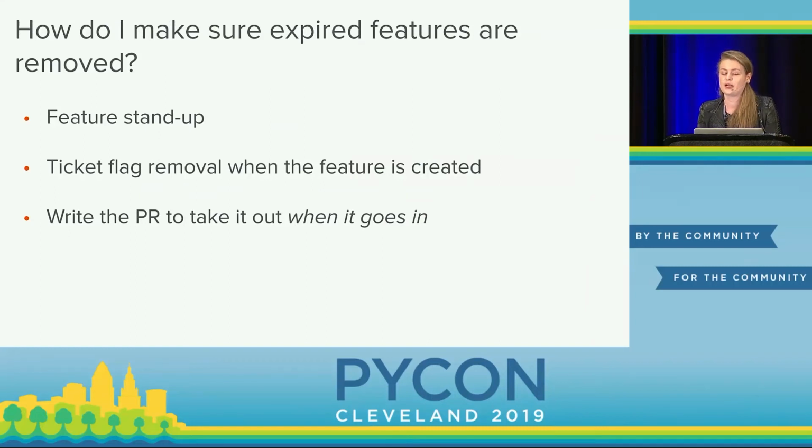How do we make sure that expired features are removed? There's a lot of ways that you could do this, but a couple ideas is you could have a feature stand-up every week where you make sure that you're looking at those things we tracked in visibility, and you're making sure that we're getting out expired features, unused features, and features that need to go. We can also ticket flag removal when the flag is created. If you guys use Jira or something and you're ticketing your project out, just write a ticket to take the flag out when you're putting it in. The most extreme version of this is you can literally write the PR to take the flag out as soon as you put it in. That might work for you guys, it might not, but it's still an idea.